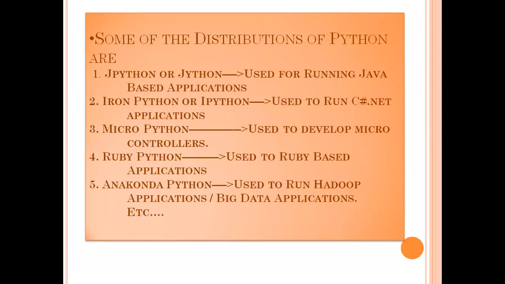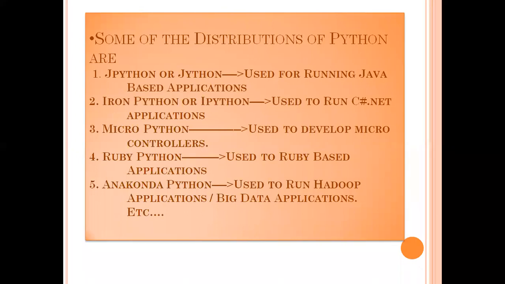Now, what are the distributions of Python? Python is distributed in many forms. Some of the distributions of Python are mentioned here. One is JPython, used for running Java-based applications. Second is IronPython, used for running C#.NET applications. Third is MicroPython, that is used to develop for microcontrollers. Fourth is RubyPython, used to develop Ruby-based applications.